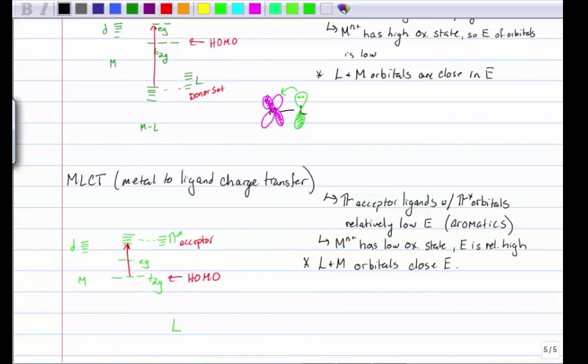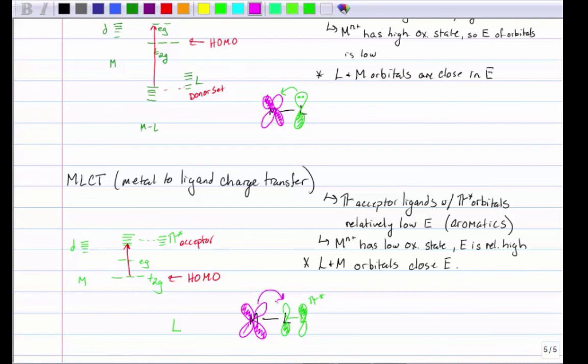So if I draw a little cartoon of what that looks like, I have my metal ligand bond. On my ligand, I'm going to draw a p orbital. So I have the pi star orbital, so it's an antibonding orbital. And this time, my metal d orbital has the electrons that are going to be transferred. So there's electrons in the metal d orbitals that are moving to the ligand pi star. So these are just like pi accepting ligands. They are pi accepting ligands.